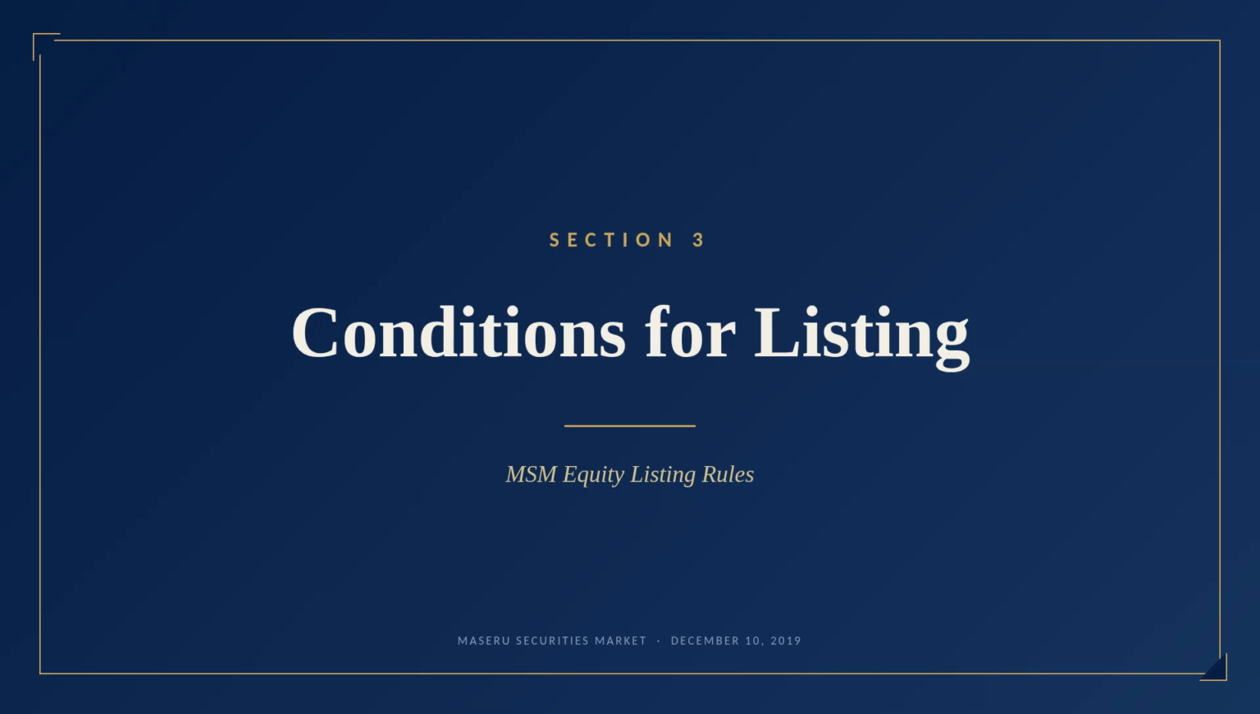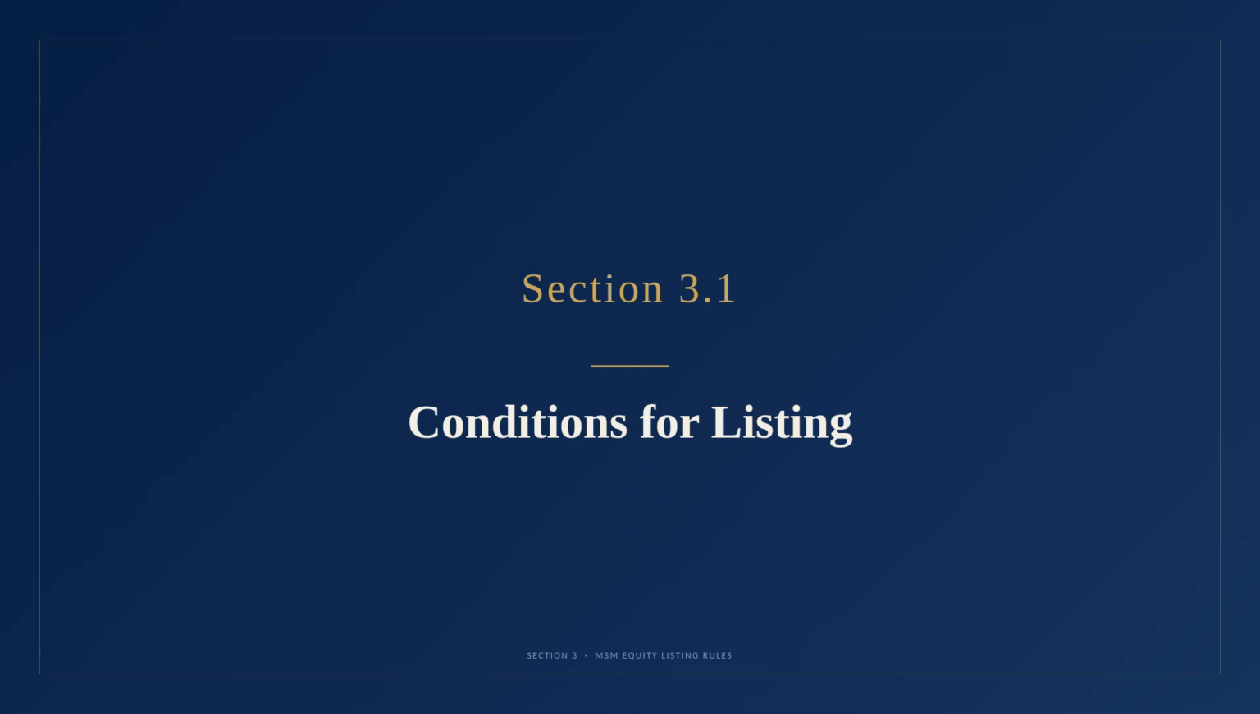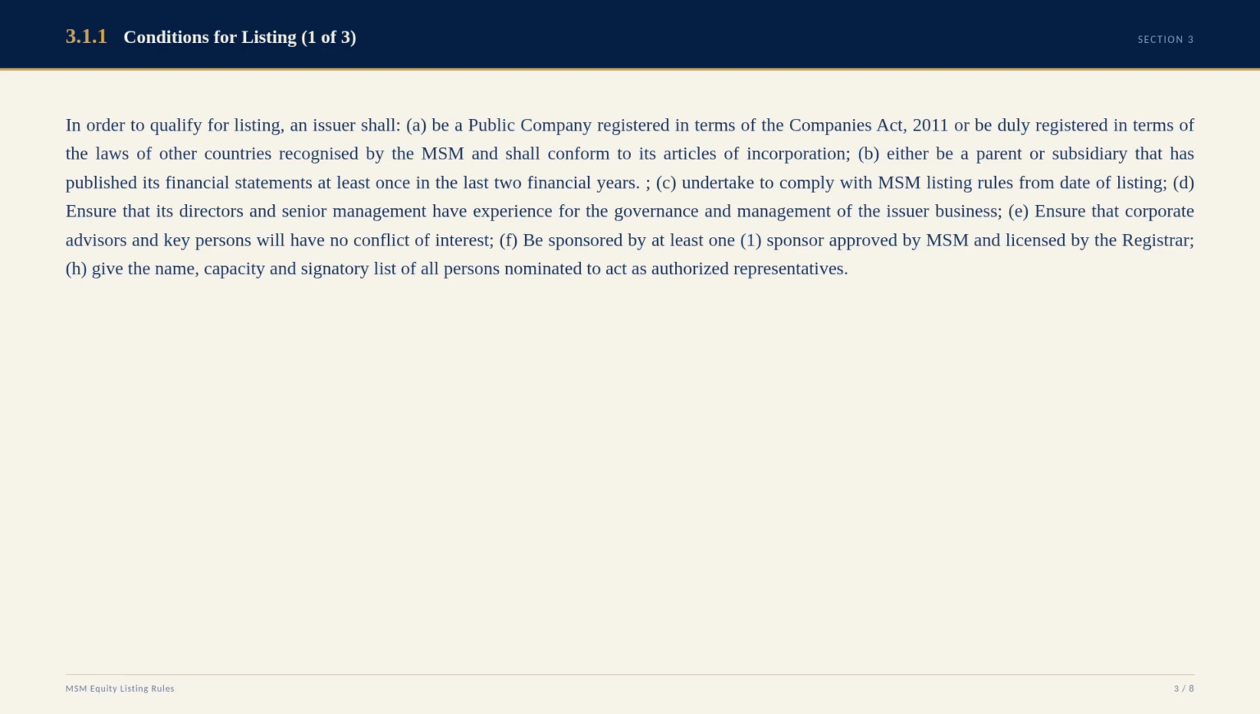Conditions for listing. Section 3.1.1. Conditions for listing 1 of 3. In order to qualify for listing, an issuer shall: A. Be a public company registered in terms of the Companies Act, 2011 or be duly registered in terms of the laws of other countries recognized by the MSM and shall conform to its articles of incorporation.